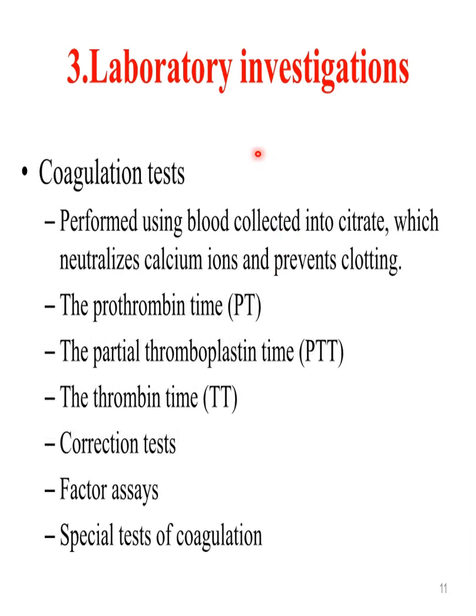The other side of the bleeding patient, the coagulation test, is an important one, and it is done by collecting blood into a citrate which is neutralized with calcium ions, because that prevents clotting. In the coagulation test, the important tests are the prothrombin time, the partial thromboplastin time, the thrombin time. Once we have determined them, then the process moves on to finding out the correction studies, and then finally the individual factor assays, and at times you have special tests for coagulation.